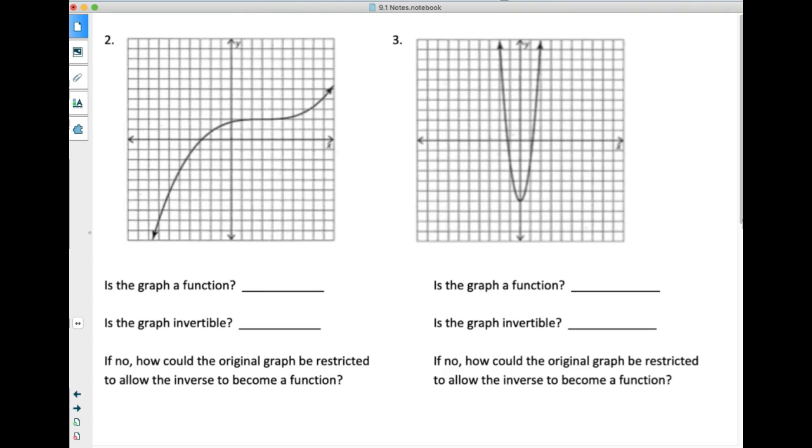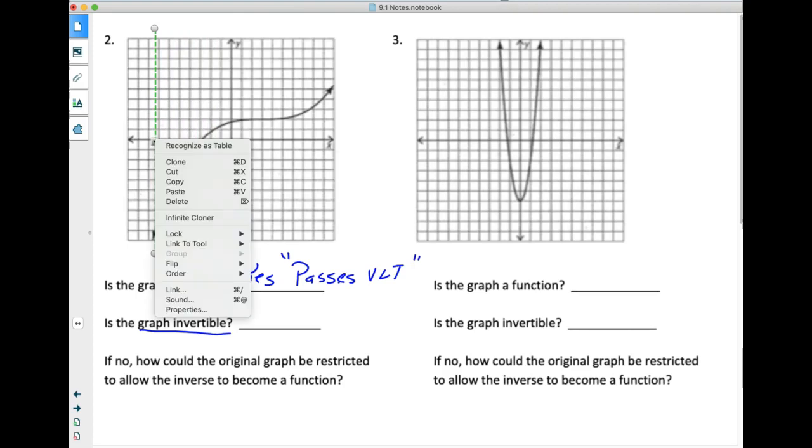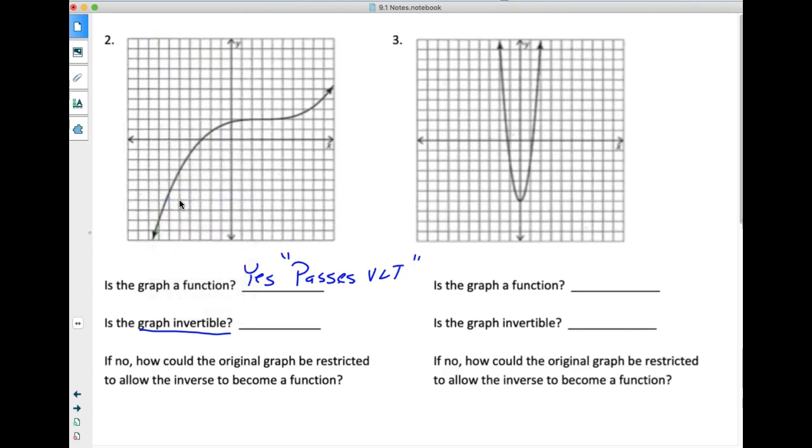So is this black graph here a function? The answer is yes. Why? It passes the vertical line test. That's why it is a function. Is this graph invertible? If this graph is invertible, it's going to pass the horizontal line test. First and foremost, when I checked if it was a function, it passed the vertical line test. And now they're asking me a whole new question: is it invertible? Now I want to see, does it pass the horizontal line test? Am I ever hitting that graph in more than one spot?